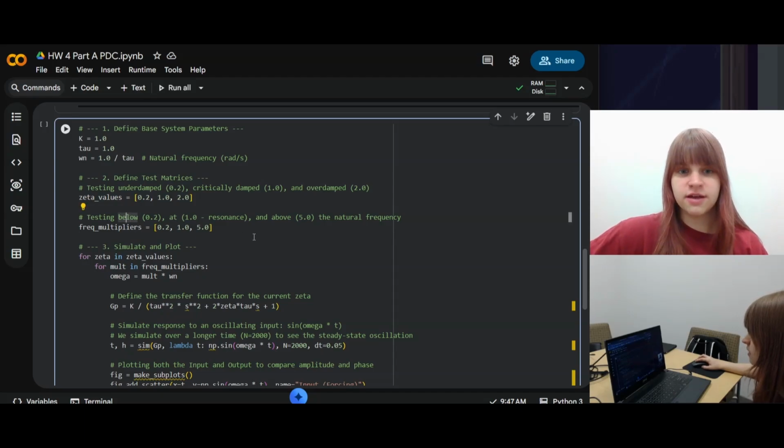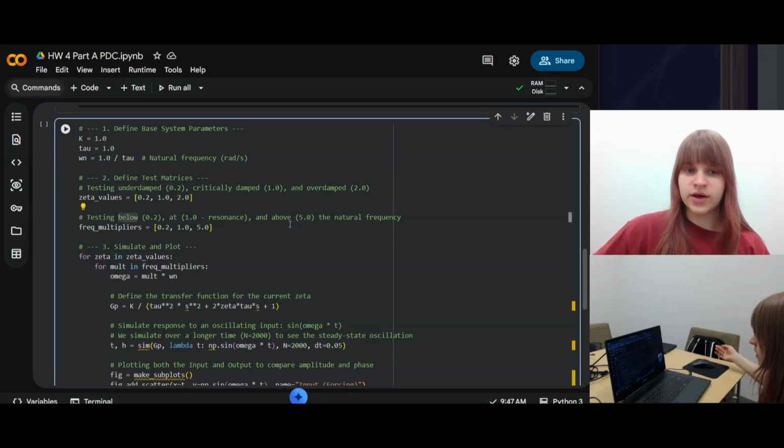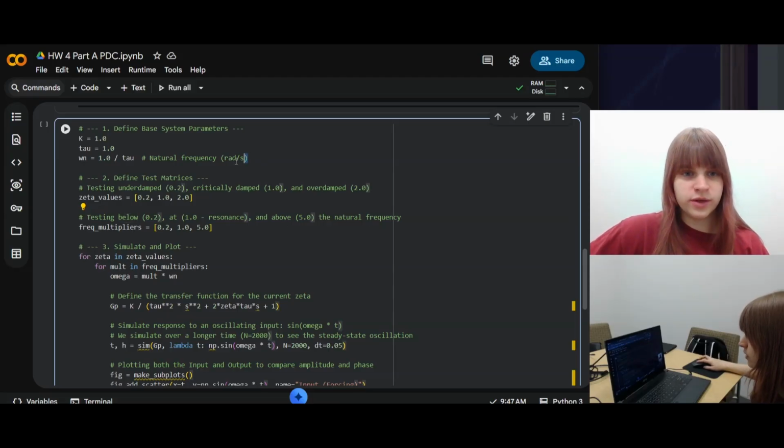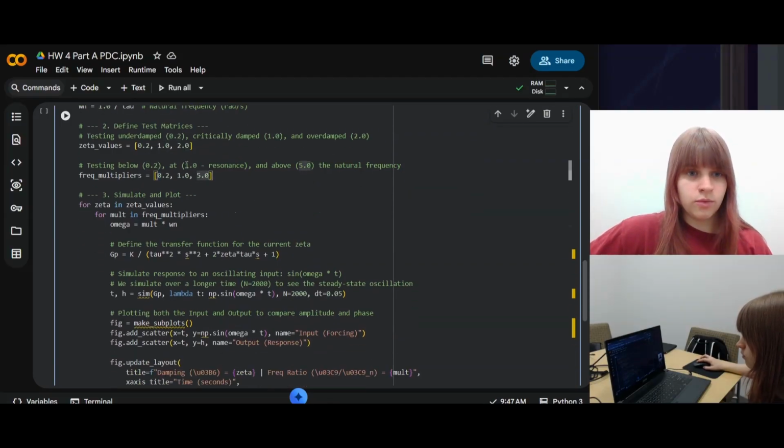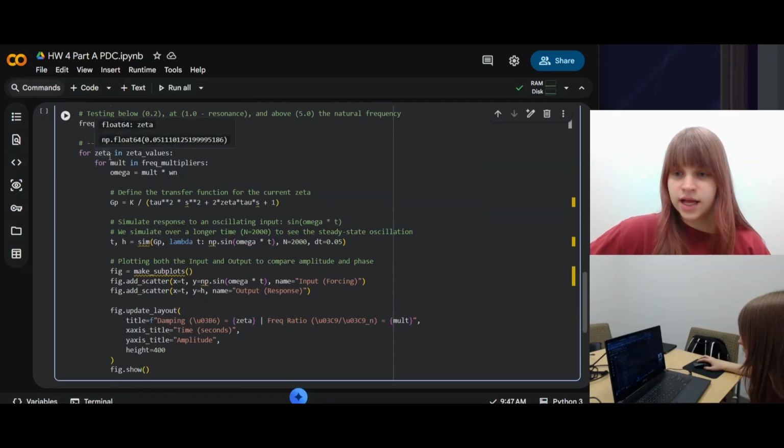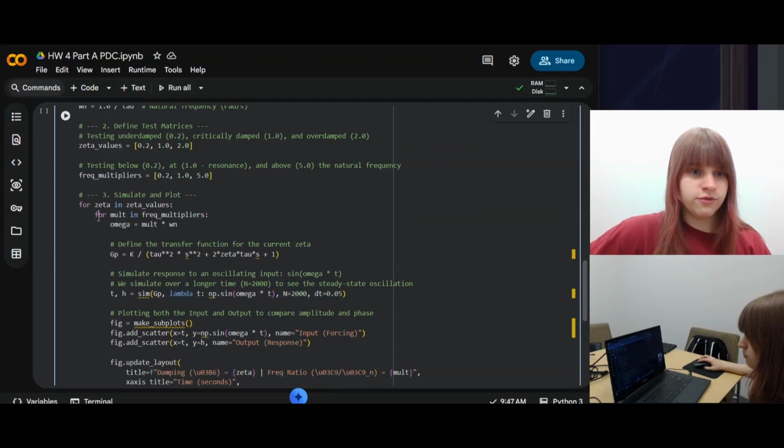And we also wanted to test below, at, and above the natural frequency, which we defined up here. So we have that there. 1.0 is at resonance, so kind of similar to the zeta. And we did a nested for loop, so for zeta in zeta values, and for mult in frequency multipliers, omega is equal to the multiplier times our natural frequency.